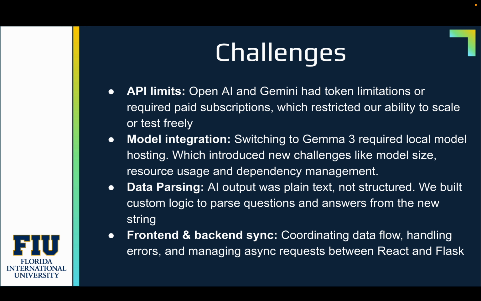These were the main challenges of our project. API limits. OpenAI and Gemini, which were the two models that we thought of at first, had token limitations or required paid subscriptions, which restricted our ability to scale and test freely. Model integration. Switching to Gemma 3 required local model hosting, which introduced new challenges like model size, resource usage, and dependency management. Data parsing. AI output was plain text, not structured. We built custom logic to parse questions and answers from the string.